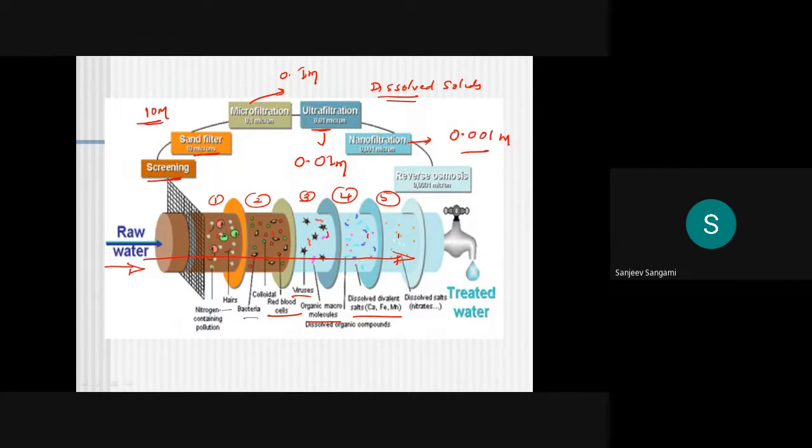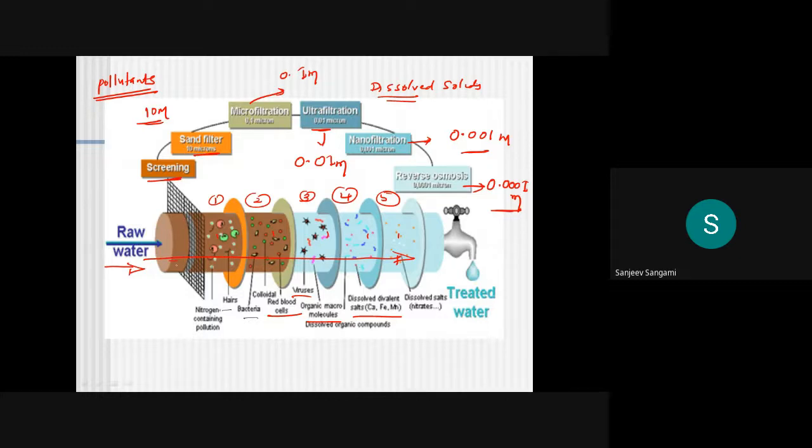If you see the pore size, reverse osmosis is 0.001 micron. When you pass the raw water through all these stages, you definitely won't get any of the pollutants. A very important thing is that the pore size has to decrease as it moves from this direction to this direction.